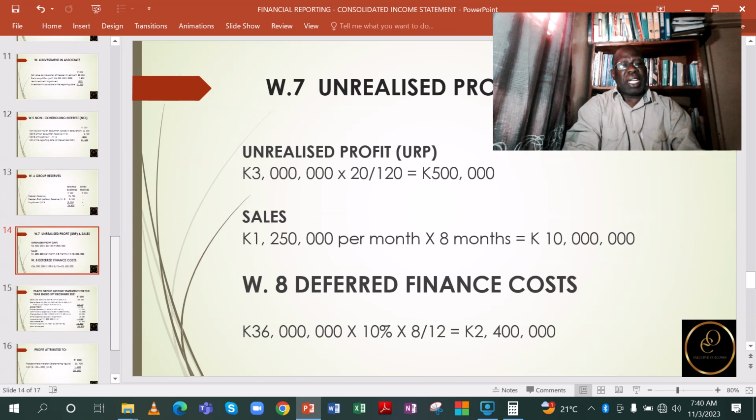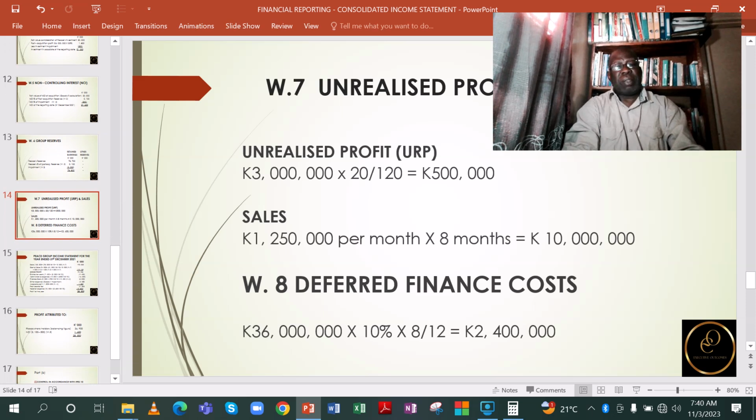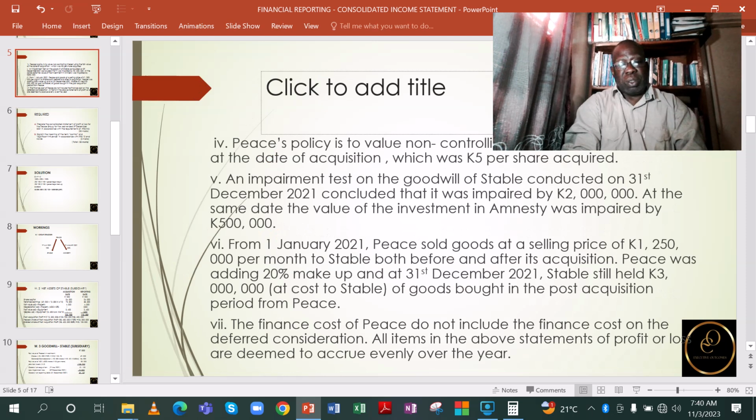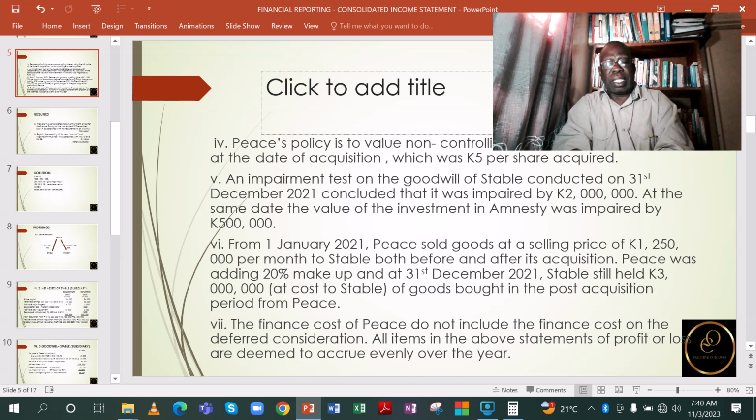And we also do another calculation for deferred finance costs. Okay, there's a note to that effect when you need the deferred finance costs. It tells you the finance costs are note number 7. The finance costs of peace do not include finance costs on the deferred consideration. All items in the above statement of profit or loss are deemed to accrue evenly over the year. So what is the deferred cost? What is the finance cost? Okay, it's the interest. We are told that finance costs of peace do not include finance costs on the deferred consideration.